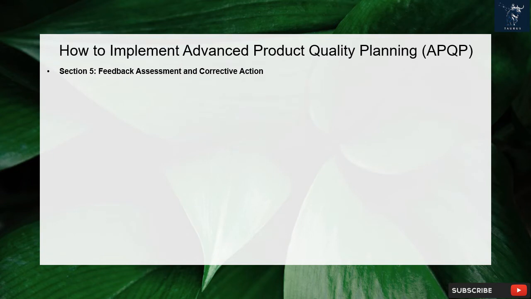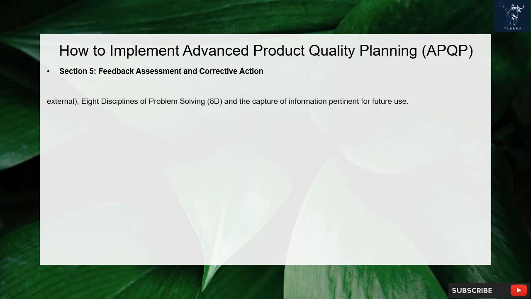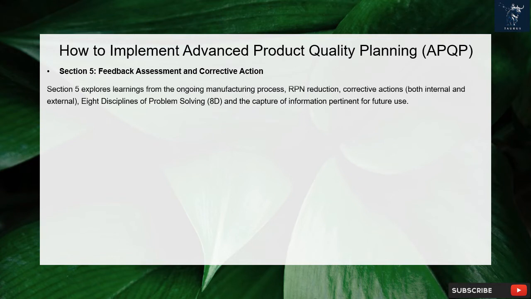Section 5, Feedback Assessment and Corrective Action. Section 5 explores learnings from the ongoing manufacturing process, Risk Priority Number (RPN) reduction, corrective actions both internal and external, 8 disciplines of problem solving, 8D, and the capture of information pertinent for future use.